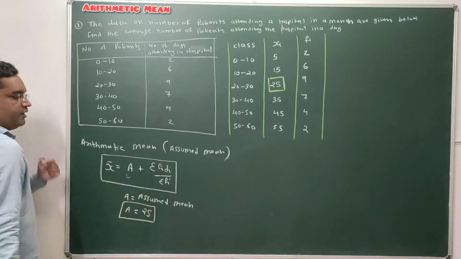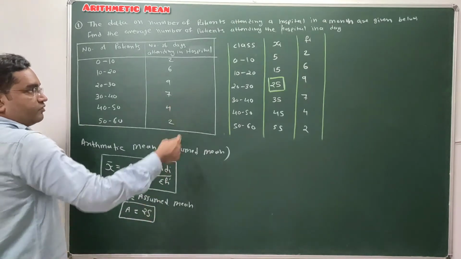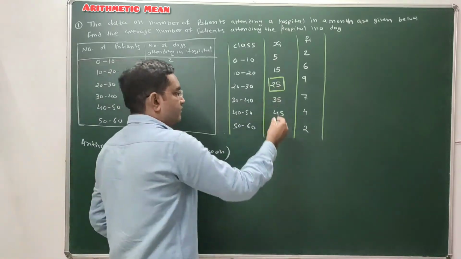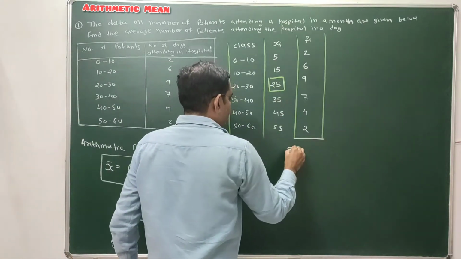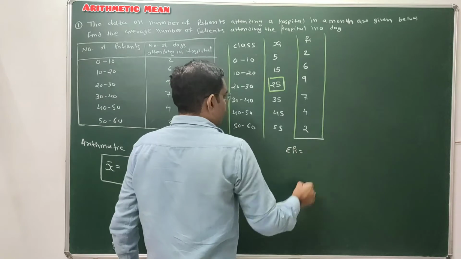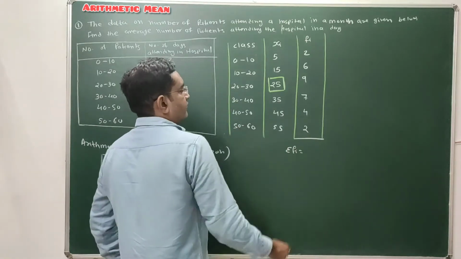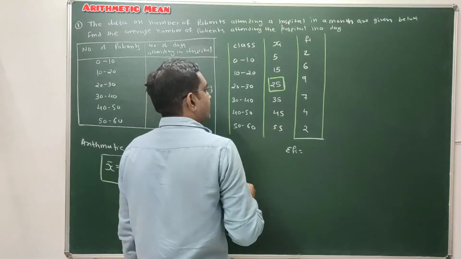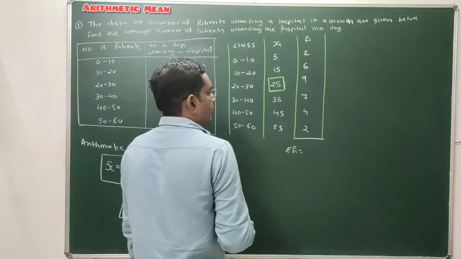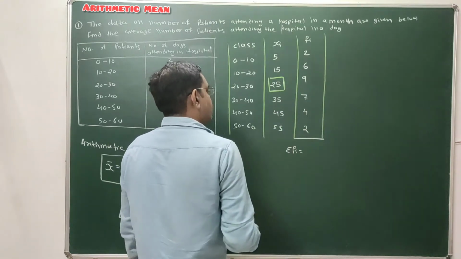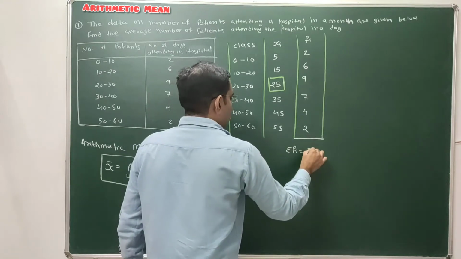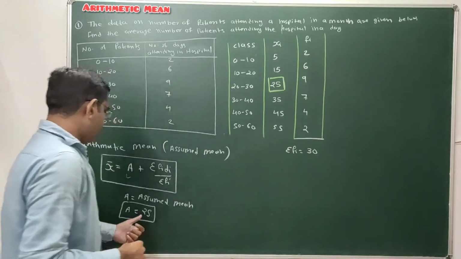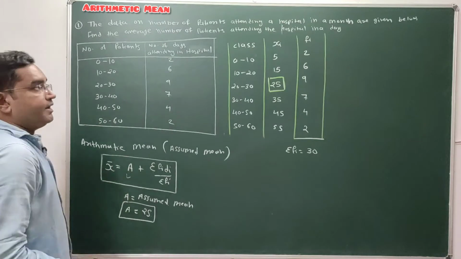Then we require sigma fi. Sigma fi is the sum of all these frequencies. So the sum of all the frequencies: 6 plus 2, 8 plus 9, 17 plus 7, 24 plus 4, 28 plus 2, 30. Sigma fi is 30. Then we require di.